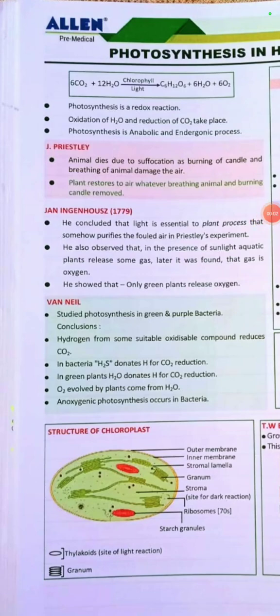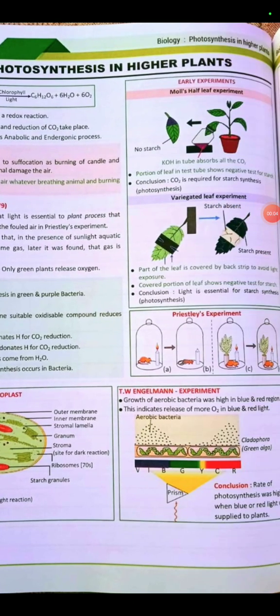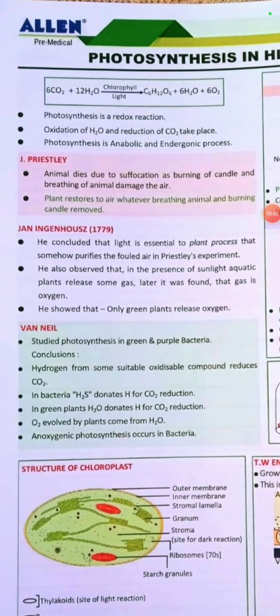Hello everyone, right now we have the photosynthesis in higher plants chapter. Initially we have the reaction here: 6CO2 plus 12H2O in the presence of chlorophyll and light gives C6H12O6 plus 6H2O plus 6O2.